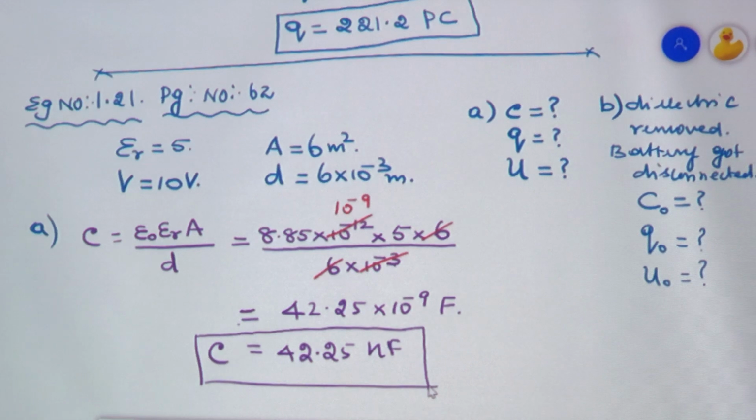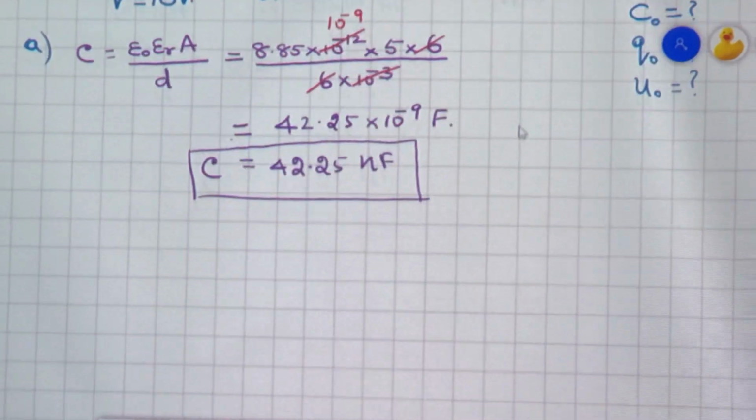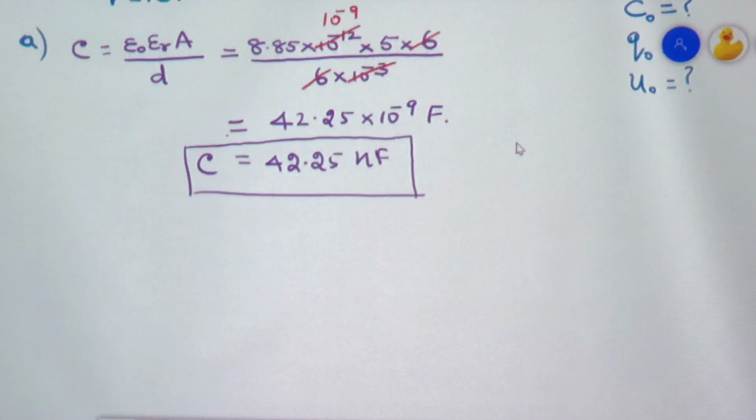Then what is the next question asked? In that option A itself, the next question asked is, what is the charge stored in the capacitor? So, let us consider this as the first subdivision, and similarly the second subdivision in A. What is the charge stored? We know that the capacitance is given by the formula C is equal to Q by V.